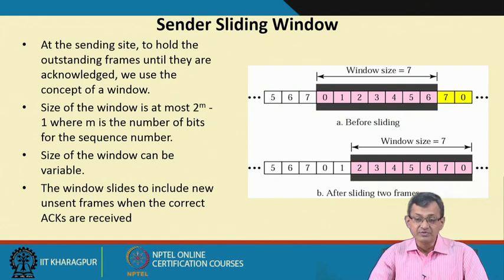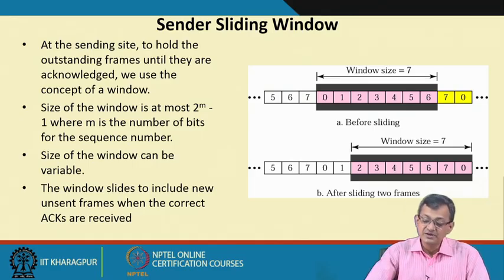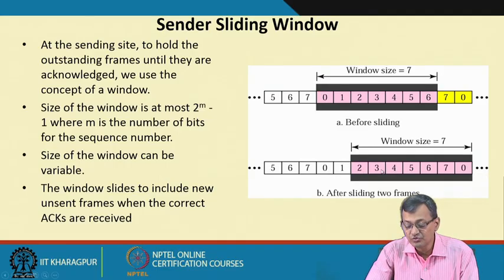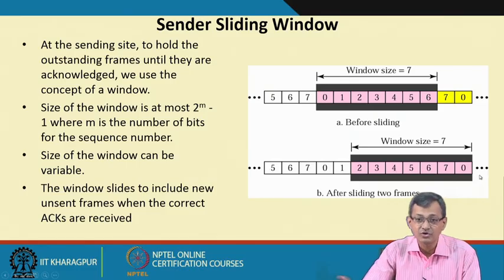The size of the window can be variable; how much it is depends on the data rate, processing rate and so on. The window slides to include new unsent frames when correct acknowledgements are received, right. Like here, once the acknowledgement 0 and 1 is received, it slides to send the next ones. Then, once up to 4 is received, it slides again and goes on like that.